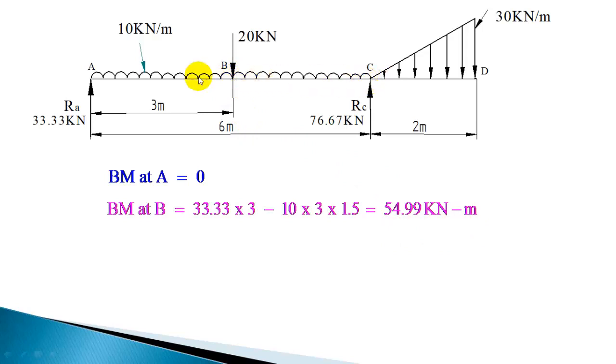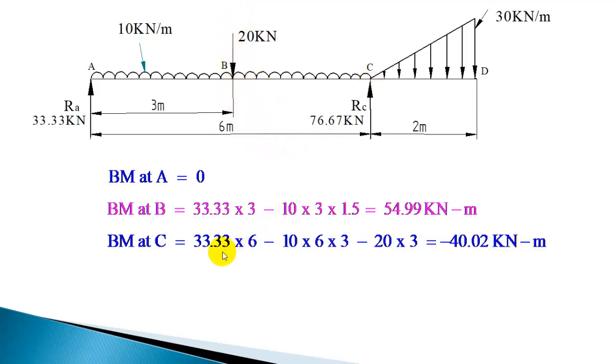At C, when you consider, there are 3 loads producing bending moment at C. This 33.33, the complete UDL, and this 20 kilonewton. So 33.33 into 6 meter, and the UDL resultant will act at the center of 6 meter, that is 3 meter from C. So 60 kilonewton is the UDL, that is 10 into 6 into 3, the distance, that will produce a negative moment, and 20 will produce again an anti-clockwise moment.